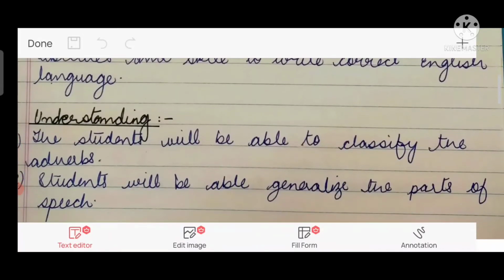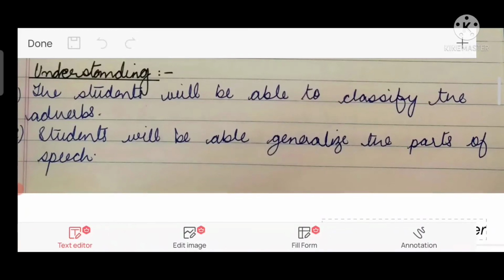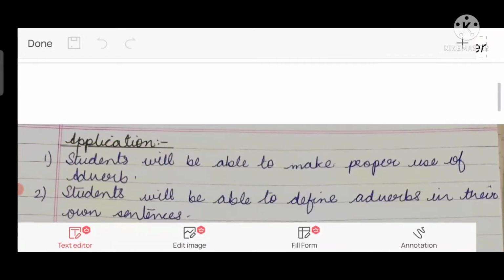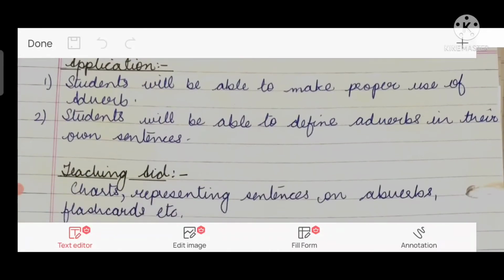In understanding, first point is the student will be able to classify the adverbs. Second point, students will be able to generalize the parts of speech. In application, first point, students will be able to make proper use of adverb, and second point is students will be able to define adverbs in their own sentences.